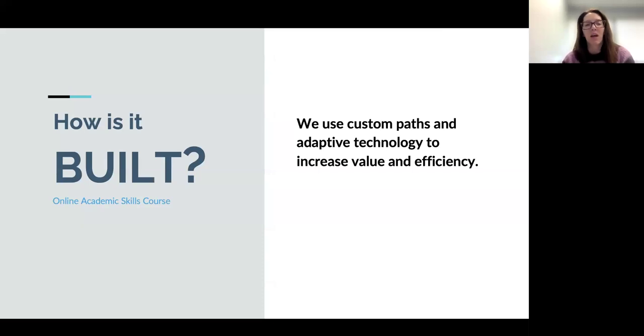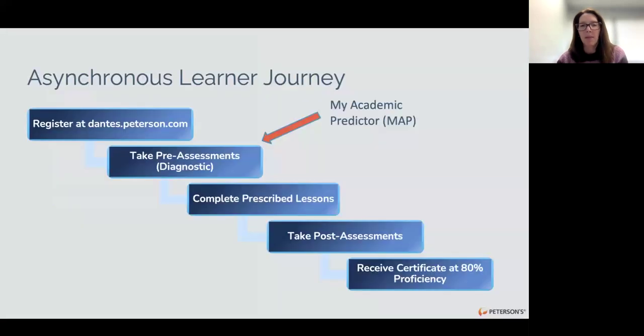So how is OASC built? So we use custom paths and adaptive technology to increase value and efficiency. And essentially what that means is that we map learning objectives with the user journey. So what happens is a service member registers for the course, they take a pre-assessment, which is essentially a diagnostic test.